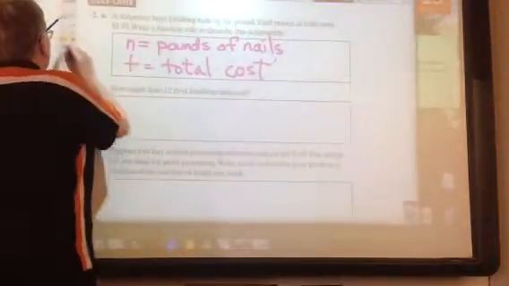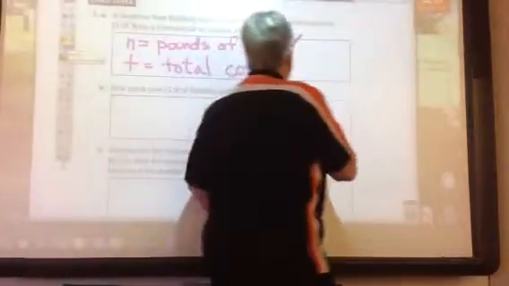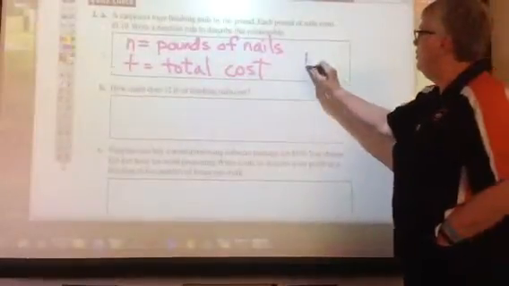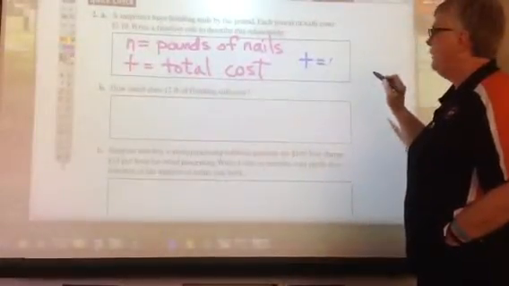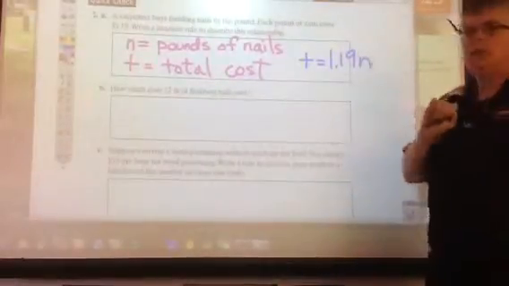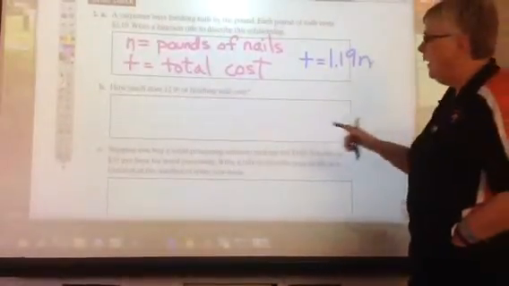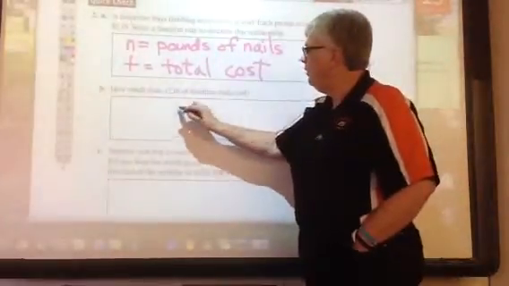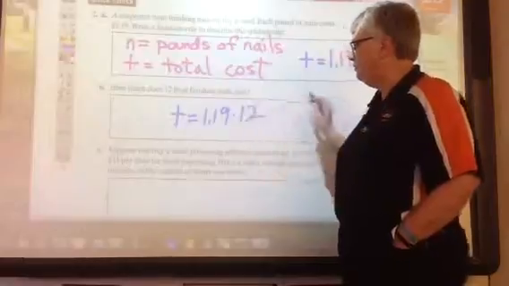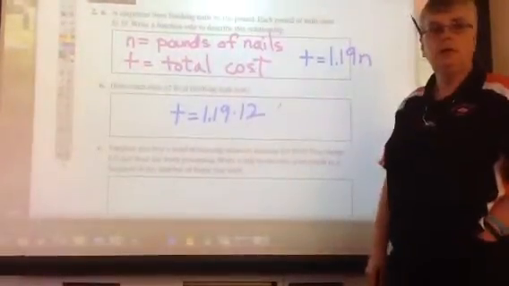So our equation is going to be N equals or T equals? T equals. How much does it cost a pound? $1.19. So is there any question about how we wrote the equation? And then down here, if we had to find the total cost for 12 pounds, you basically multiply.